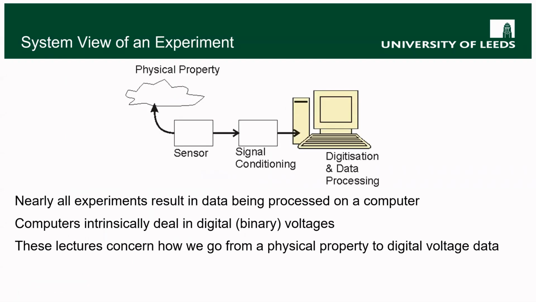Okay, so let's start with the system view of an experiment. So nearly all experiments you're ever going to do end up with data being processed on a computer. And of course, computers intrinsically deal in digital binary voltages, fixed voltage levels. So what we're really talking about is the process by which we go from some physical property that we're observing into digital voltage data. So we can break that down into a series of steps that have to be undergone.